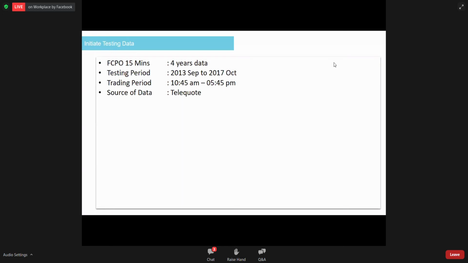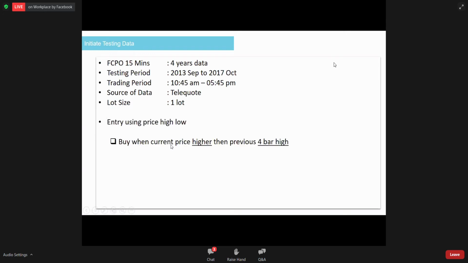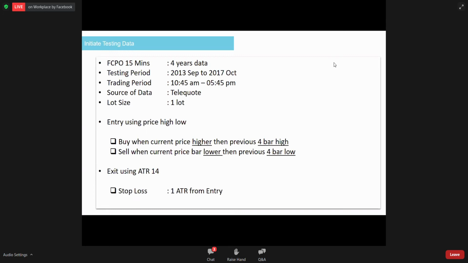Okay, so we'll continue to test this strategy. I'm not applying any money management. It will be one lot. The entry will be 4-bar high to buy and 4-bar low to sell. The exit is based on 1 ATR from entry for cut loss, and take profit will be 2 ATR from the entry.